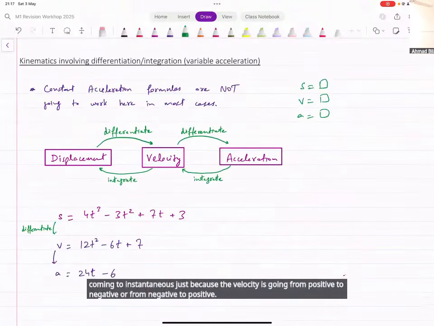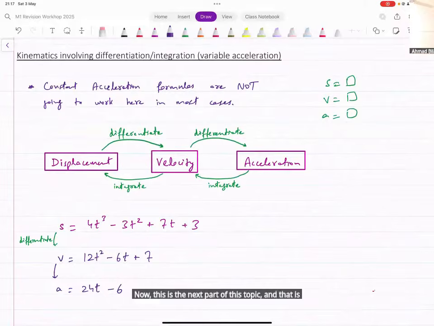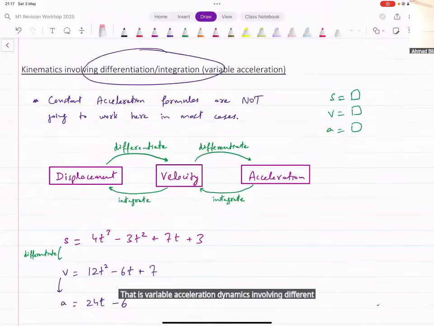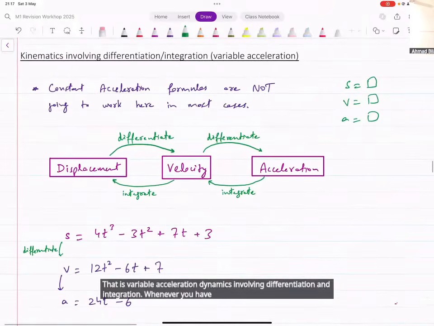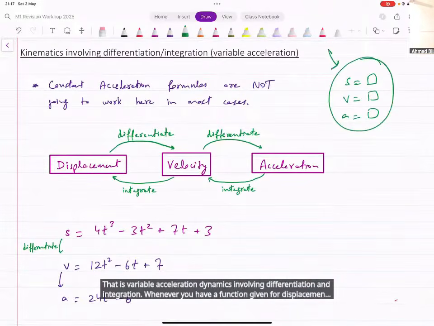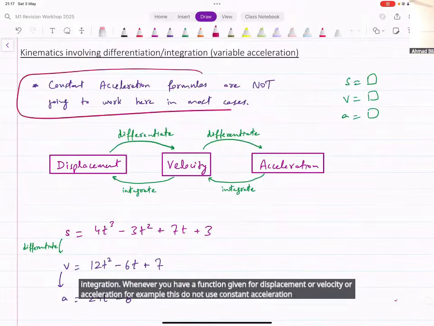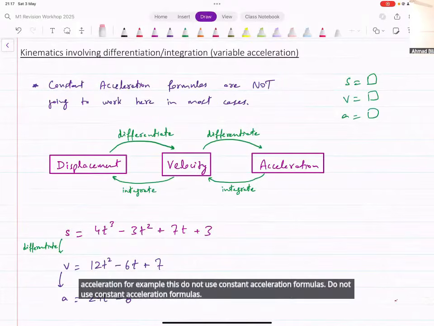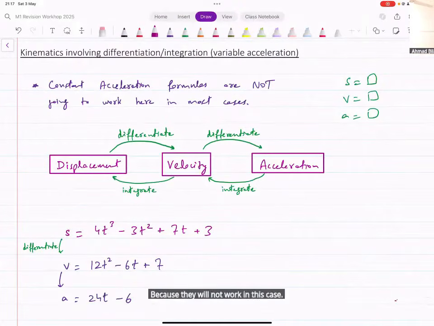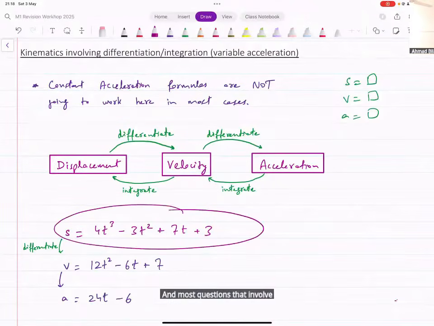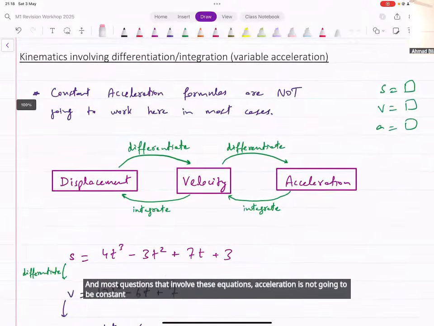Now, this is the next part of this topic, and that is variable acceleration, kinematics involving differentiation and integration. Whenever you have a function given for displacement or velocity or acceleration, for example, this, do not use constant acceleration formulas, because they will not work in this case. In most of these cases, those formulas are not going to work because they only work when acceleration is constant. And in most questions that involve these equations, acceleration is not going to be constant. So you don't use those formulas.